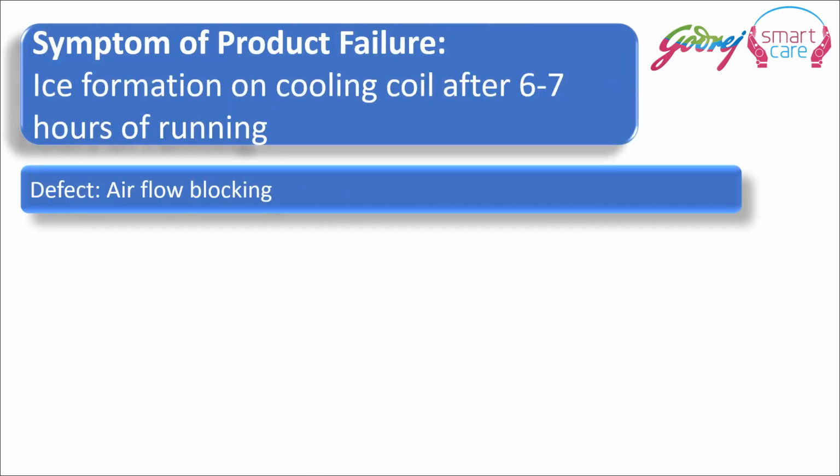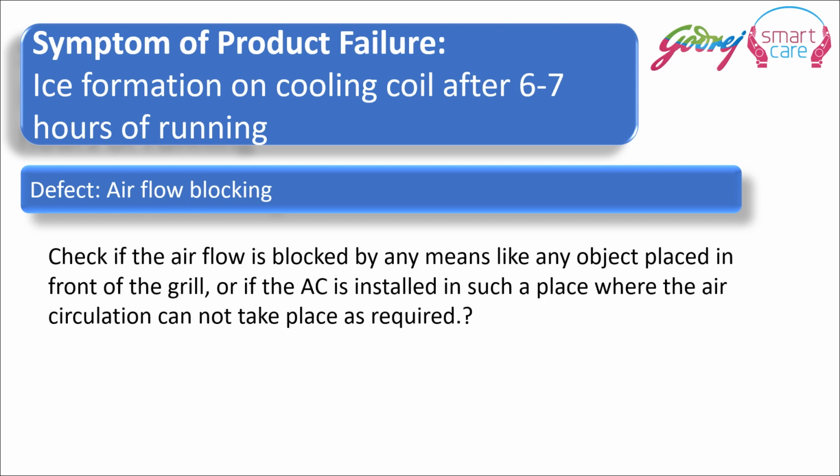Now another defect is airflow blocking. We have to check if the airflow is blocked by any means, like any object placed in front of the grill, or if the AC is installed in such a place where the air circulation cannot take place as required.